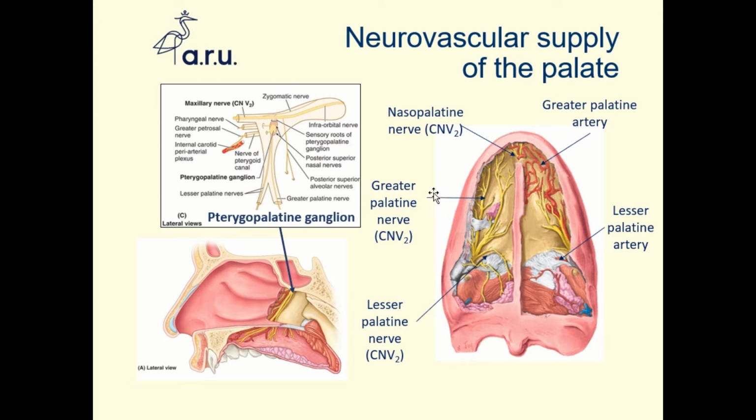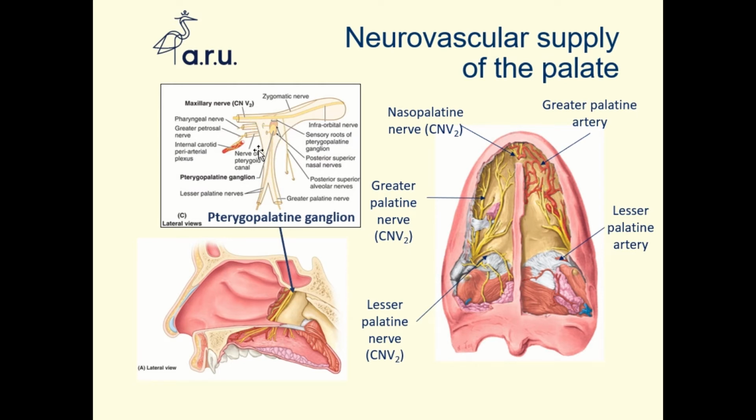The other two nerves include the greater palatine nerve and the lesser palatine nerve. These are both branches of the maxillary division of trigeminal as well, but in order to understand that, you'll have to understand the location of a ganglion which is associated with the maxillary nerve. That ganglion is known as the pterygopalatine ganglion. You can see this illustration which shows the pterygopalatine ganglion. Now, where is it situated? It is situated in a space which is known as the pterygopalatine fossa.